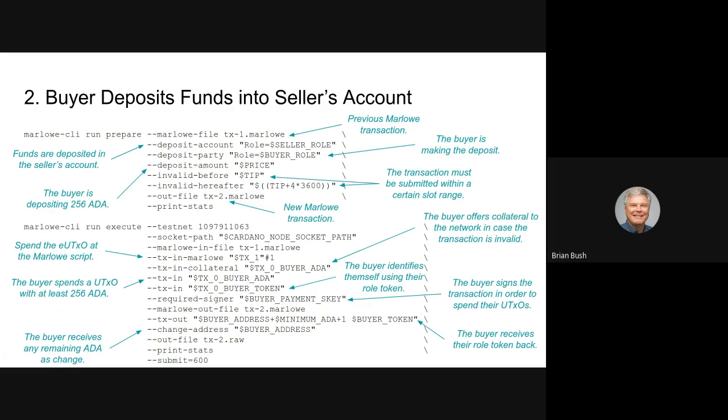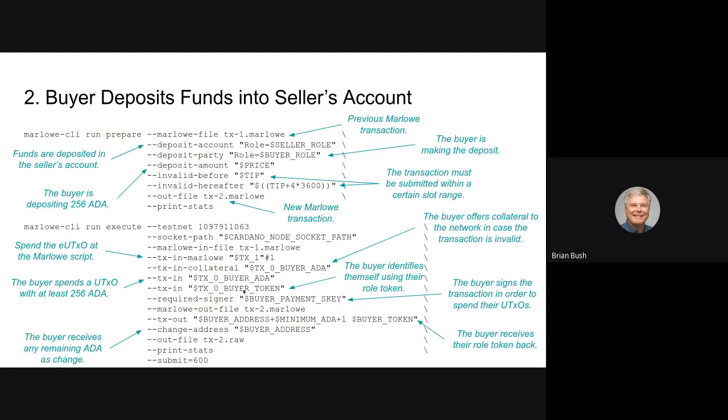And a lot of the execute command is similar to what we saw before. We tell it about the network, we tell it the file, which is what we did at transaction 1. This is the input to the transaction. We give it the UTXO that's living on the Marlowe script, that's held in the script. So this is basically the result of transaction 1. And then because this is running a Plutus script, you have to give it collateral. So we choose a collateral UTXO, and then we actually have to deposit the ADA. So we need at least 256 ADA to make the deposit.